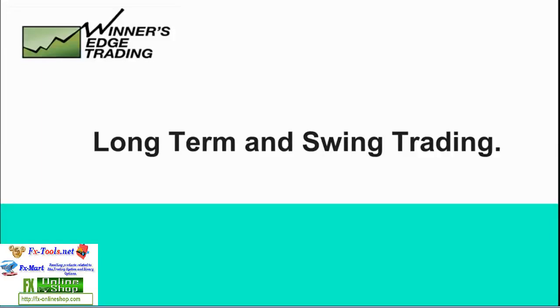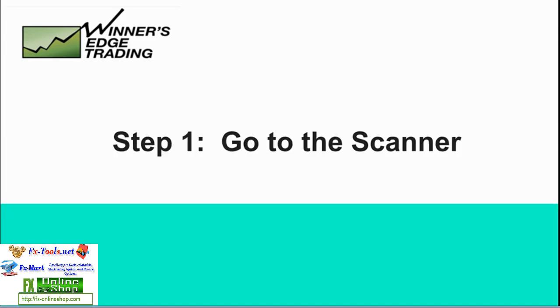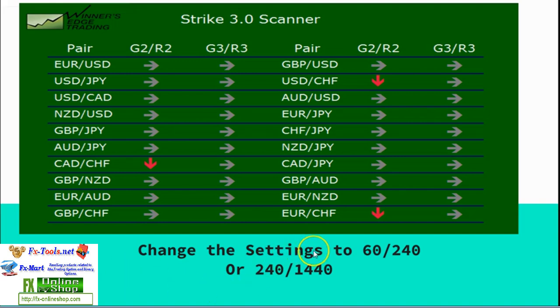This course is on long-term and swing trading. So the first thing that you should do is go to the scanner, and once you get to the scanner, you will change the settings to 60 and 240, or 240 and 1440. The 60 is the 1 hour and the 4 hour, or the 4 hour and the daily. Right now at default it's the 15 and the 30, and that's what we'll trade at in the trading room, but this is for longer term trades where you're going to hold from a few hours to a few days.